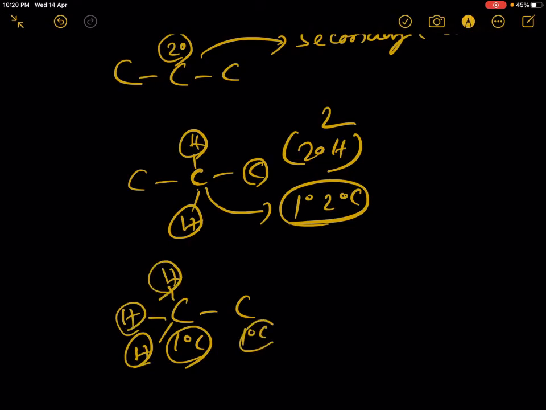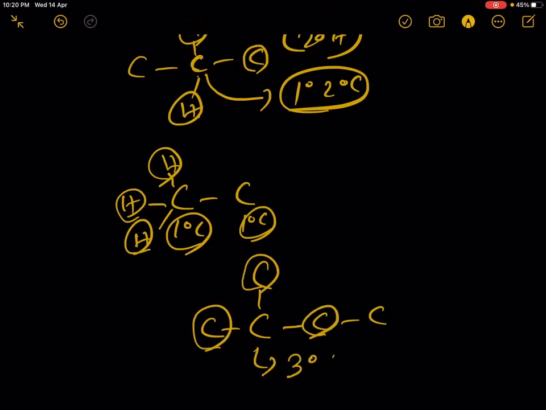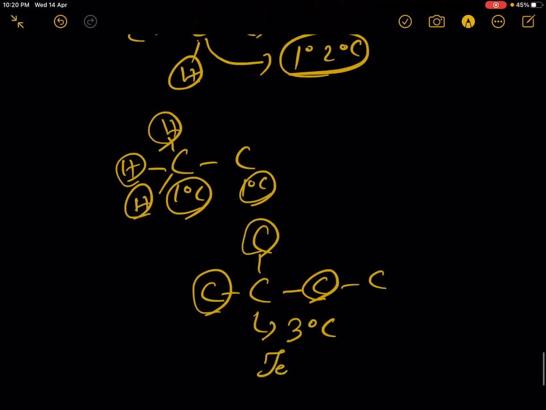If a carbon atom is connected to 3 carbon atoms on 3 different sides, it is a tertiary carbon. And the hydrogen atom attached to tertiary carbon is a tertiary hydrogen atom.